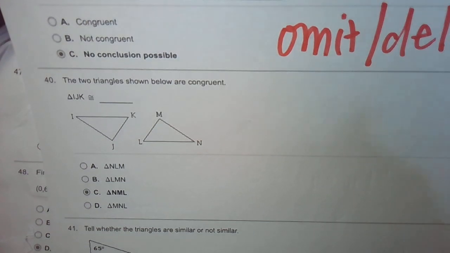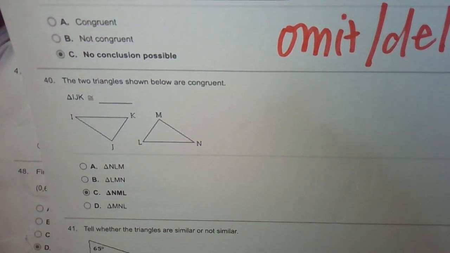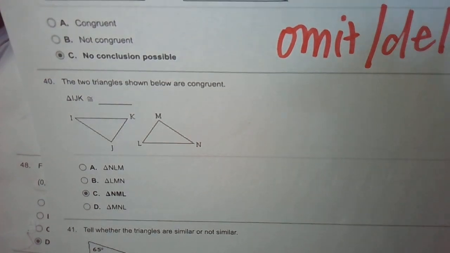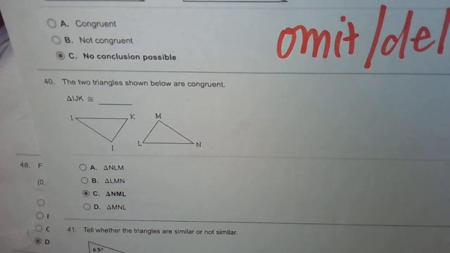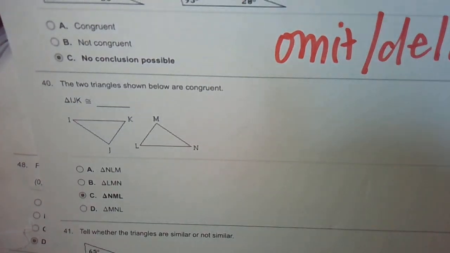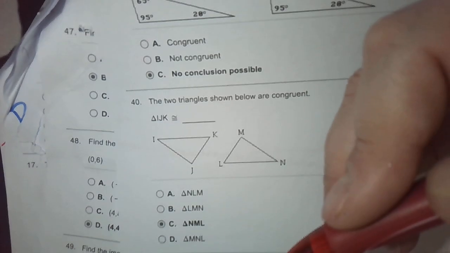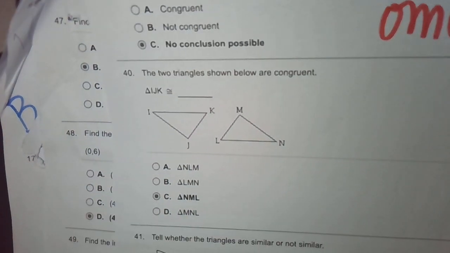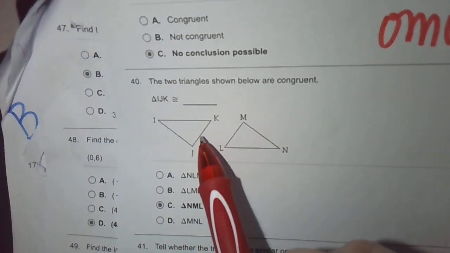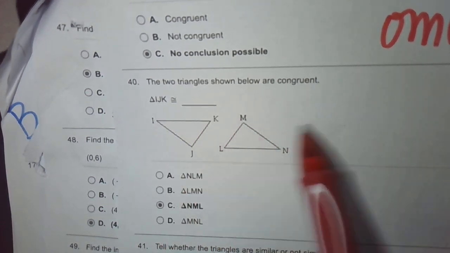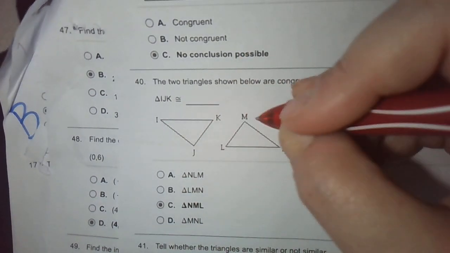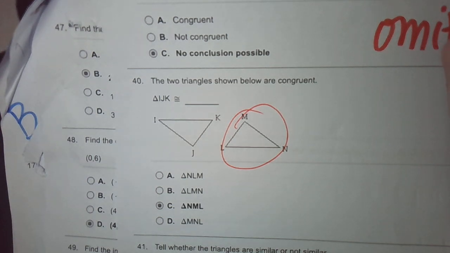It says the two triangles shown below are congruent. And then it says IJK is congruent to blah. So we have to figure out what order those letters go in. Okay, so let's see here. These triangles are not facing the same direction. Let's turn this guy, or one of them, upside down. I think I'm going to turn this guy upside down. It'll be easier for me.